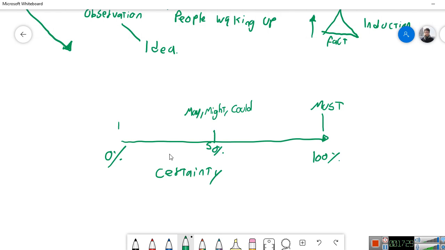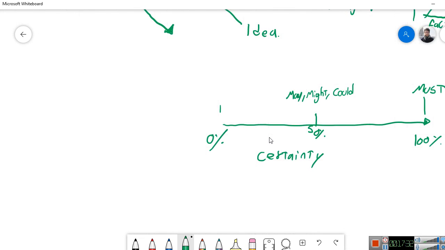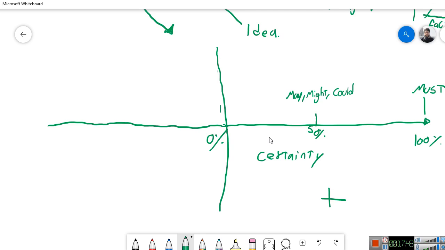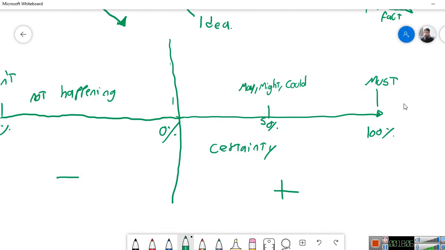Now how will we locate that can't? Let's imagine these are about talking positive aspects, and then we have also a negative trend line. And this is also 100%. So here we use can't. So we're sure something is not going to happen. Not happening. This is as opposed to must, when we are sure something is going to happen.